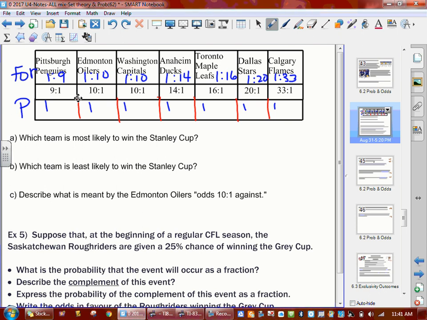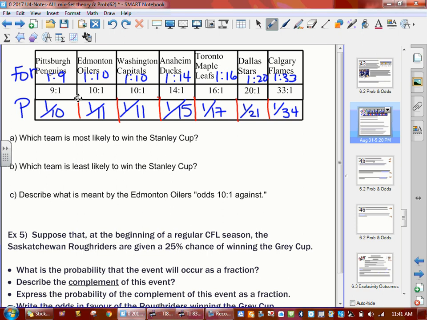So, my total on number 1 is 10. So, a 1 in 10 shot. They're going to win the Stanley Cup. What about the Oilers? 1 in 11. Add the digits together. The next guys, 1 in 11. The Ducks, 1 in 15. What about the Leafs? 17. 1 in 17. What about the Stars? What do they add to? 1 in 21. Okay, what about the Flames? What do they add to? 1 in 34. Good. Now that we've got the probabilities, now we can actually compare them.